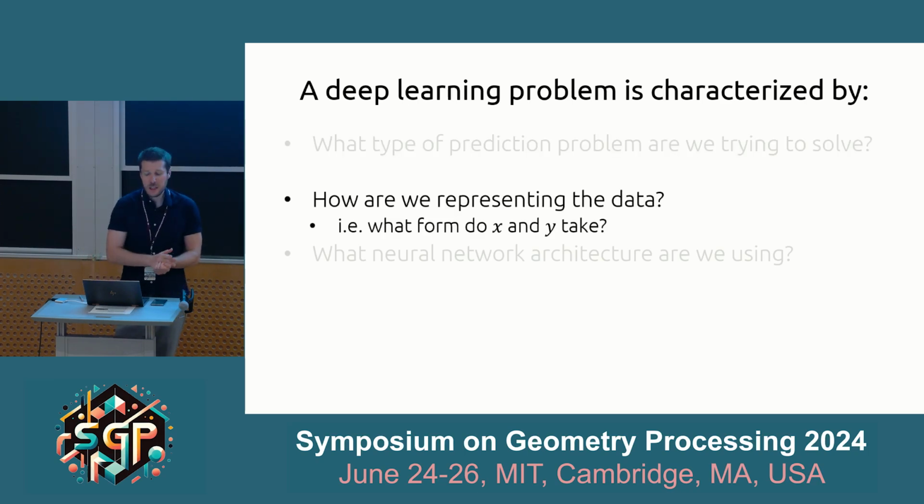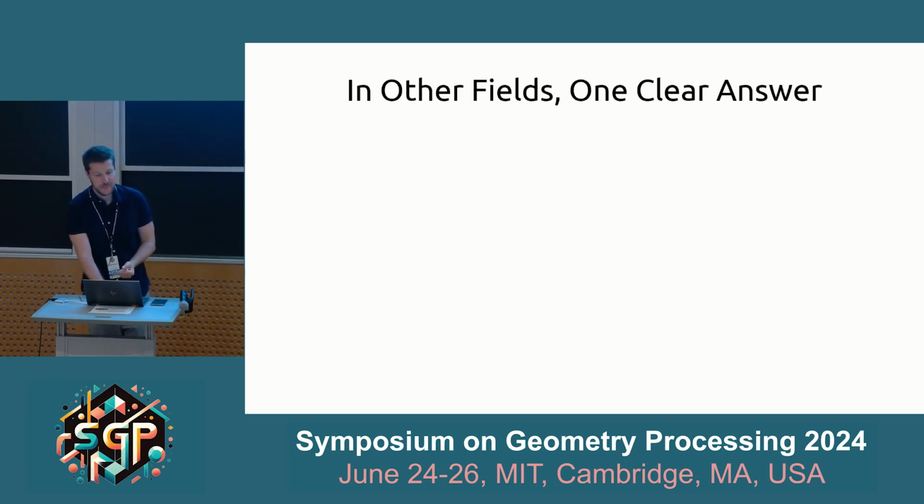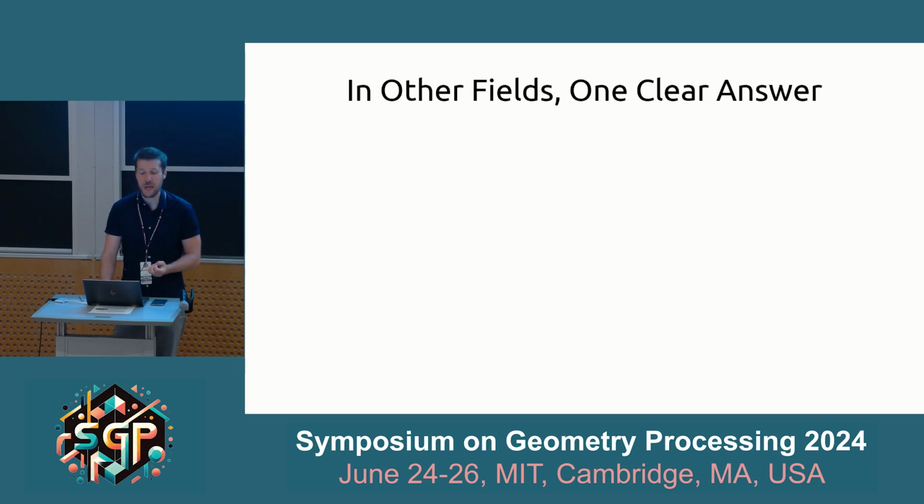All right. So that's just kind of a quick overview of what kinds of problems we might be interested in solving. Let's talk a little bit more now about what we're going to use to represent the data that this network is both consuming as input and producing as output. And this is where I think things get really interesting with learning for geometry, because in other fields where deep learning has been taking over as a major or the predominant problem-solving tool, there's often one clear answer.